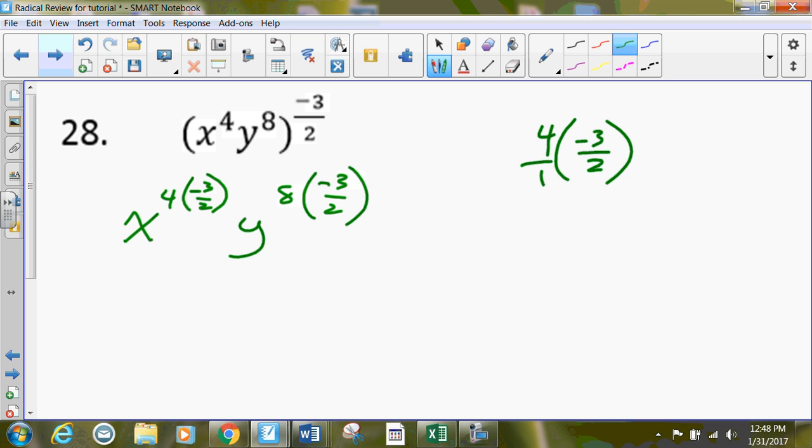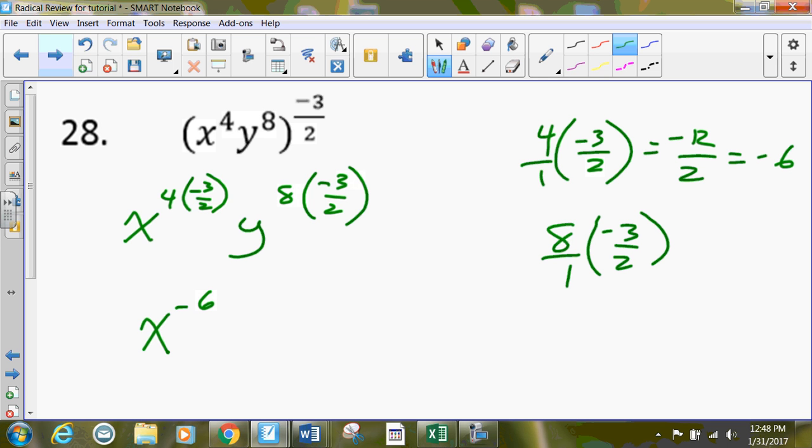And we have to remind ourselves about fractional multiplication. Basically, we're just multiplying straight across. 4 times negative 3 is negative 12. 1 times 2 is 2. You can reduce it, and that's a negative 6. So I'll have x to the negative 6. And then we'll have 8 times negative 3 over 2. Yes, I realize I can reduce before I multiply across, but I am just going to do it this way. So that's negative 12. So that'd be y to the negative 12.